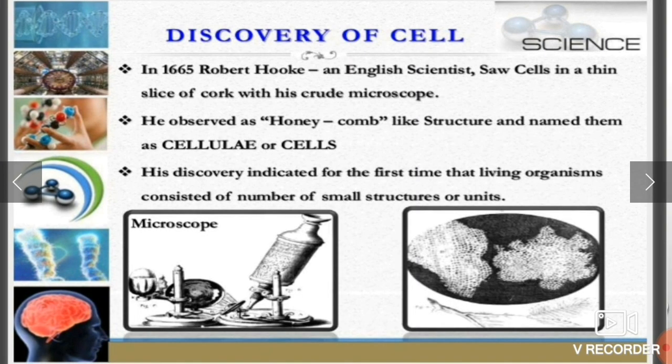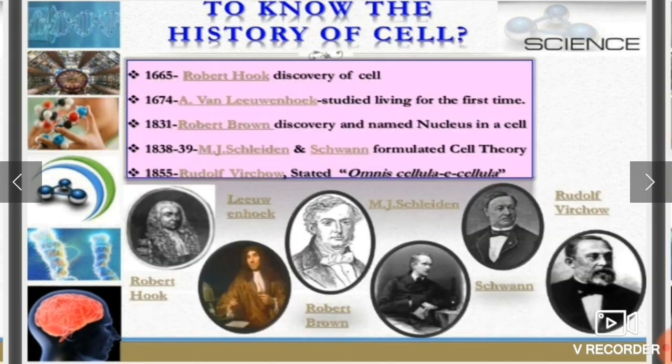First we will see what a cell is and how it was discovered. That is the very first important thing we are going to see. In the year 1665, Robert Hooke, an English scientist, saw a cell in a thin slice of cork with his crude microscope. Who found it? Robert Hooke in 1665. He observed it as a honeycomb. Have you ever seen a honey hive, friends? He said that it looked like a hive structure and named them cellulae, that is cells. His discovery indicated for the first time that living organisms consist of a number of small structural units.